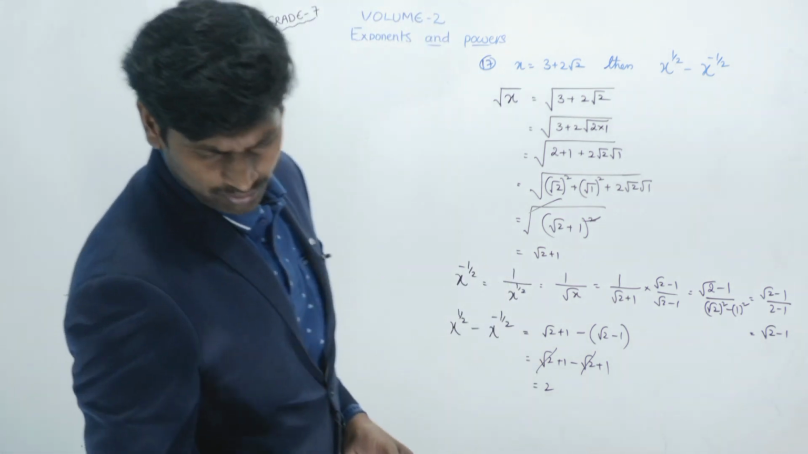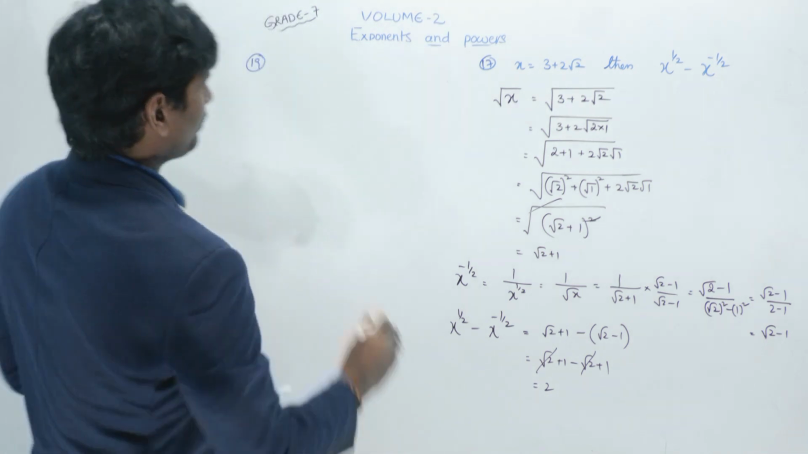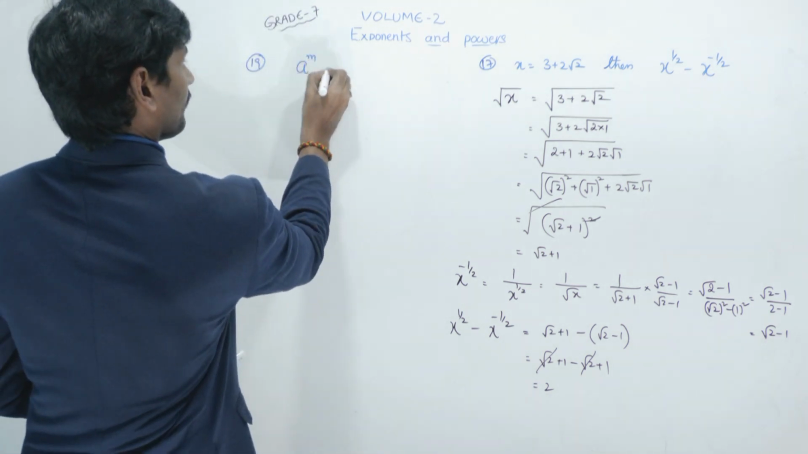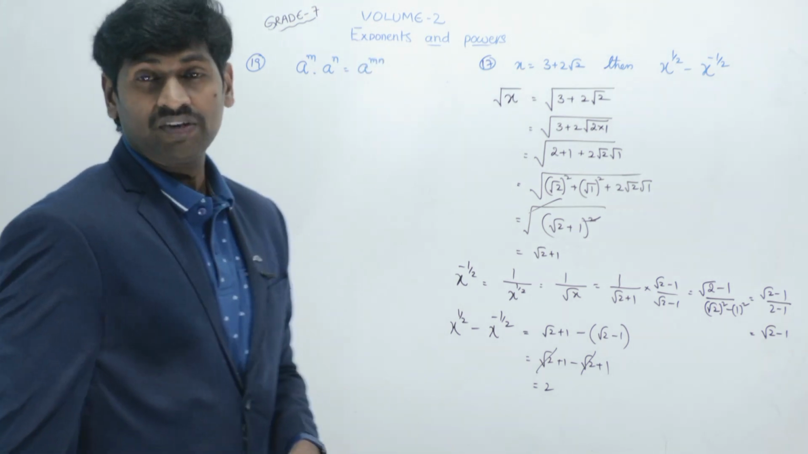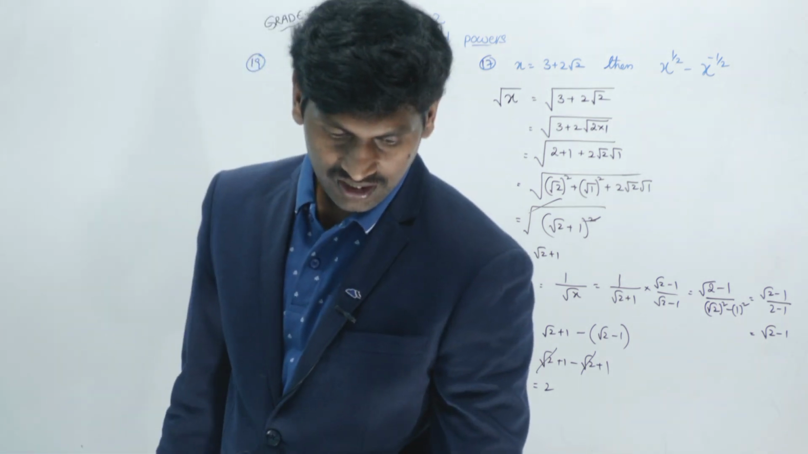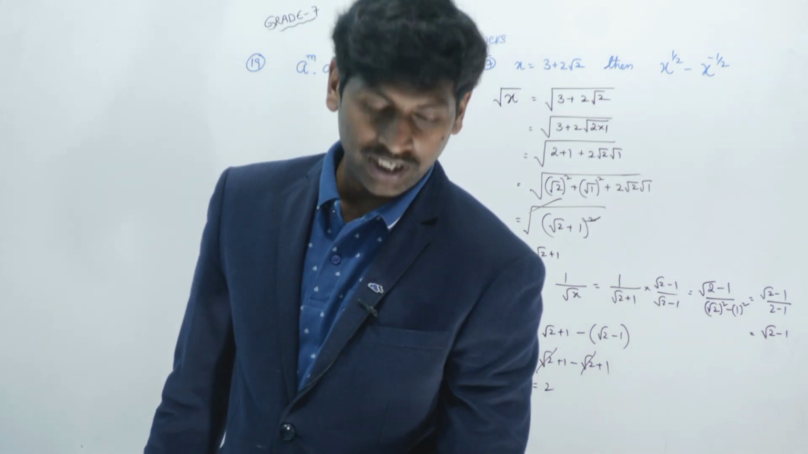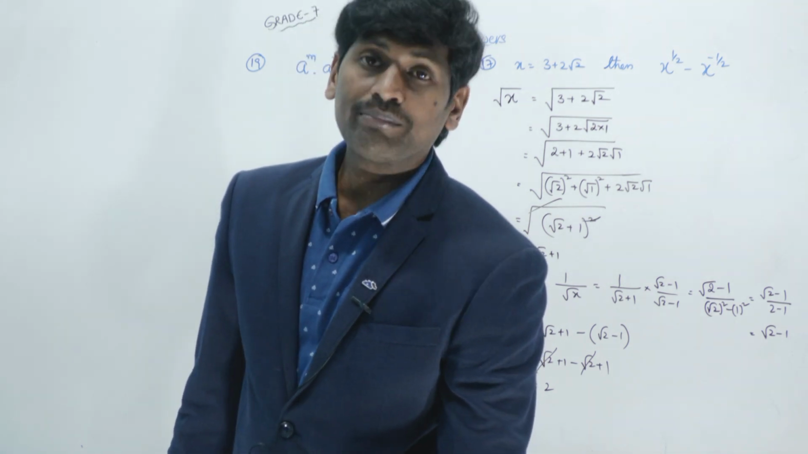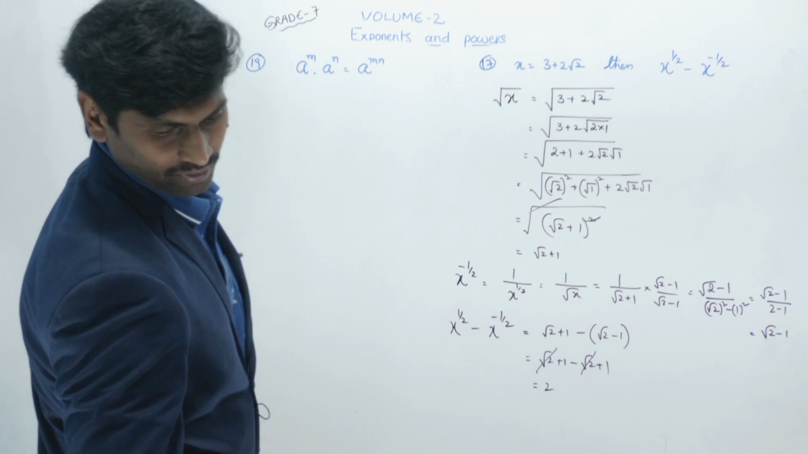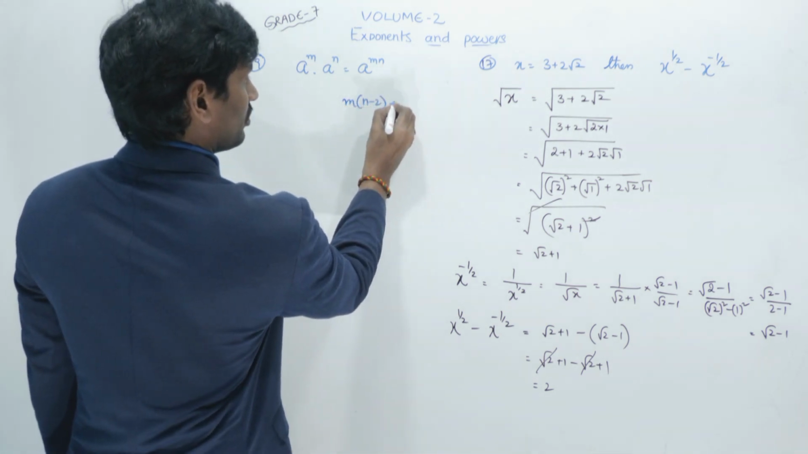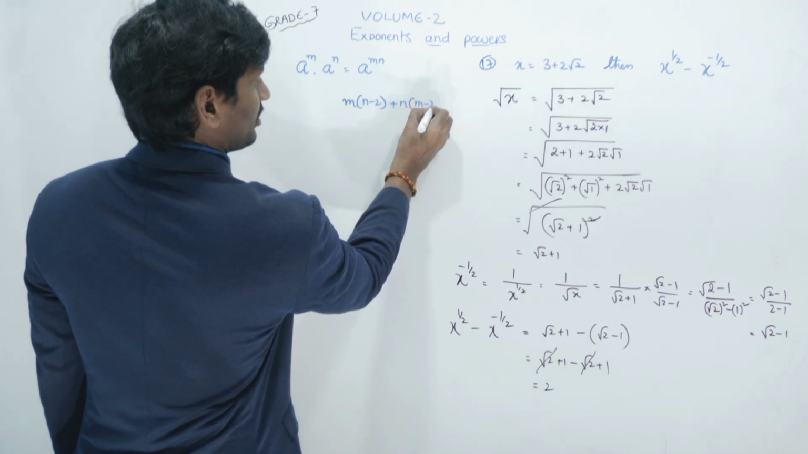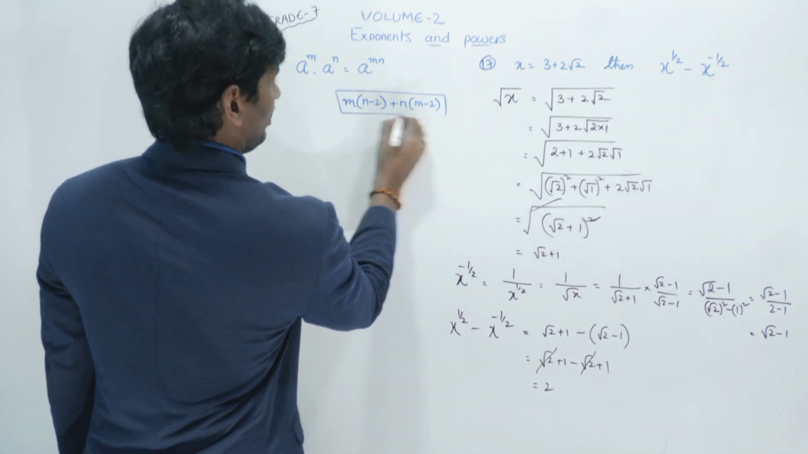The 19th problem is given that a power m into a power n is equal to a power mn. Actually the formula is a power m plus n, am I right? Then we need to find m into n minus 2 plus n into m minus 2 value. This value we need to find.